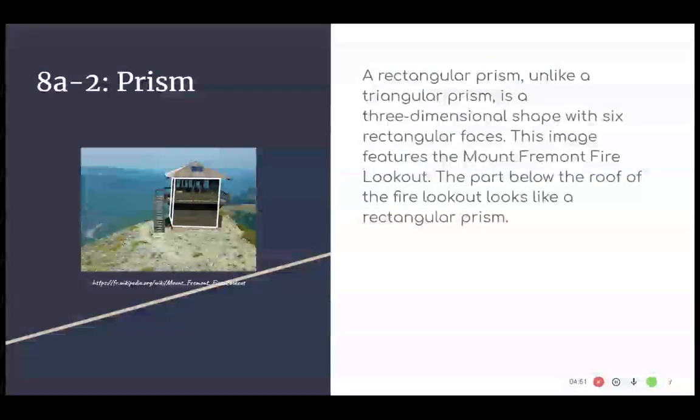A rectangular prism, unlike a triangular prism, is a 3-dimensional shape with 6 rectangular faces. This image features the Mount Fremont Fire Lookout. The part below the roof of the fire lookout looks like a rectangular prism.